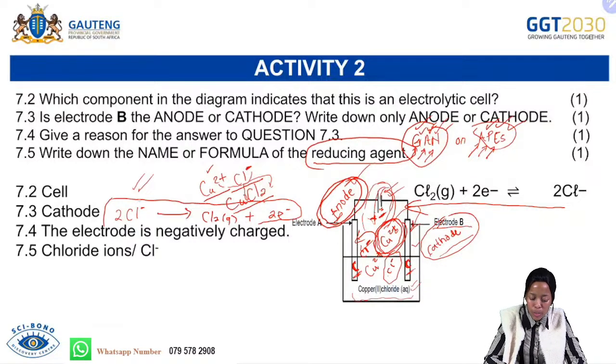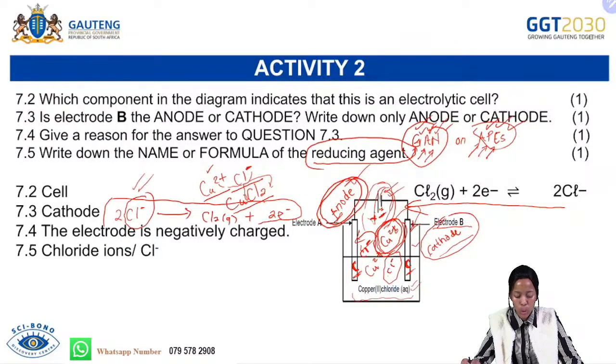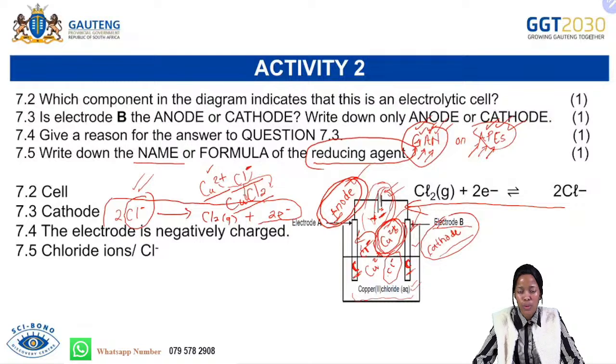So it therefore means that if reducing agents are reactants, then the reducing agent in this case will be our chlorine. Okay, so now we need to be careful. The question says write down the name or the formula.